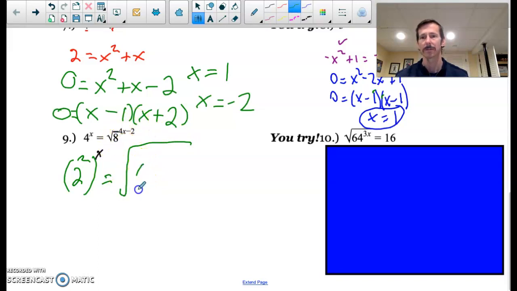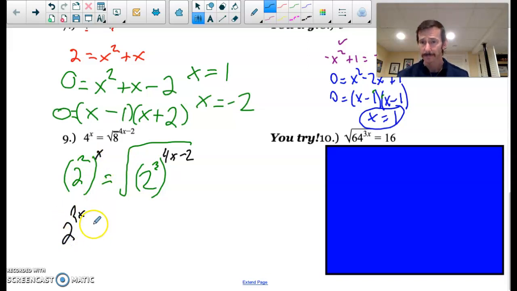So 8 is 2 cubed, so I'm going to write that as 2 cubed. And it has a power of 4x minus 2, so I can put that outside of it. So 4x minus 2. And I'm going to deal with this square root in a second. The first thing I'm going to do is this power to a power. So the left side will become 2 to the 2x. That is a horrible looking 2, but that is a 2.